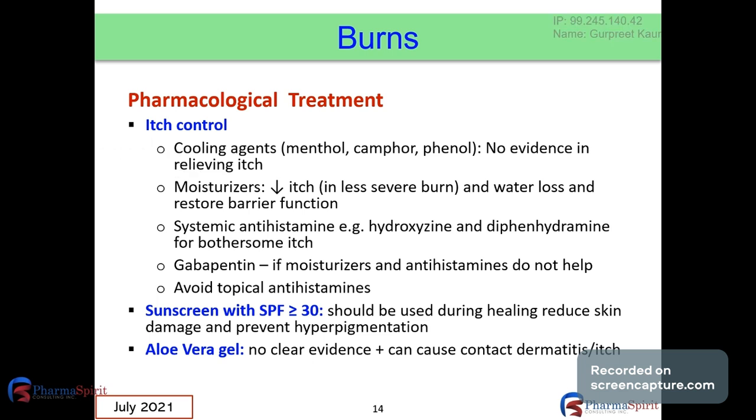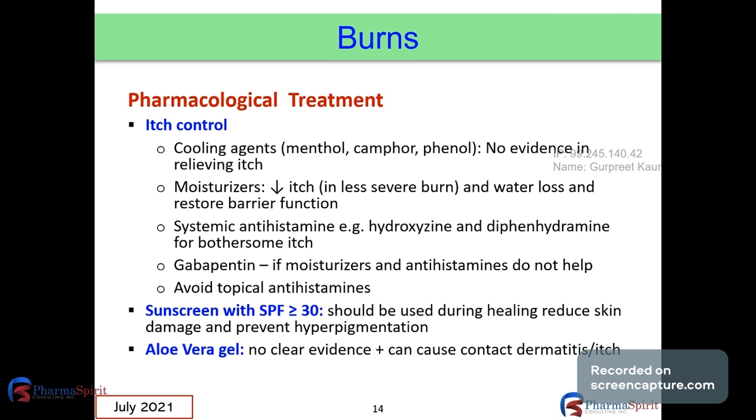The last domain of the pharmacological treatment is itch control, and itch is common during healing, particularly in patients with second-degree burn, and it should be monitored every 4 to 6 hours. We should monitor itch every 4 to 6 hours for the first 5 to 7 days. There are several agents that we can use to control itch. So we use menthol, camphor, and phenol. These are used as cooling agents and counter irritants. They help relieving itch, but they have no evidence.